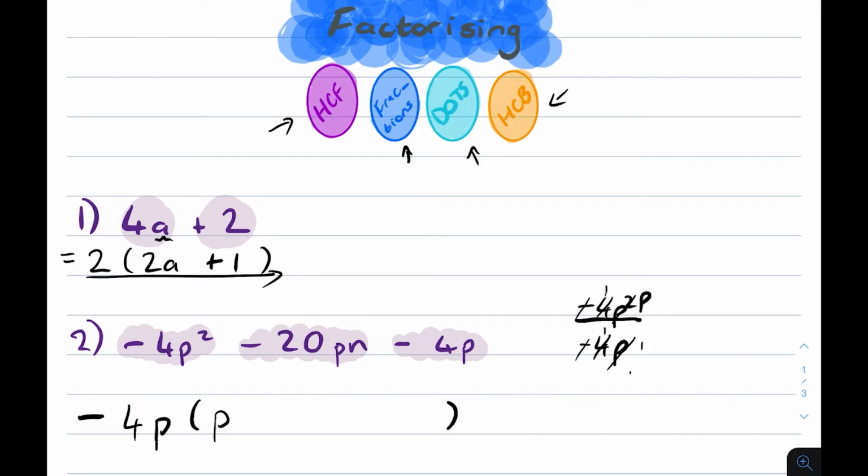So then for the second one, you had negative 20pn, and you're dividing out a negative 4p. Again, the negatives cancel out, so you have a positive left. 4 divides into itself once and into 20 5 times. The p's cancel out, and then the n can't divide out or cancel out with anything else, so it will just stay n. So you have a positive 5n left.